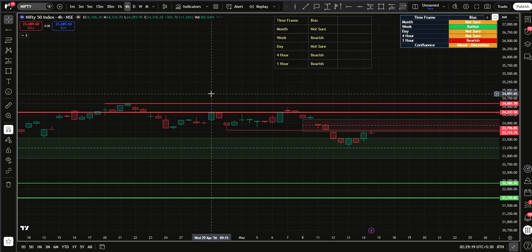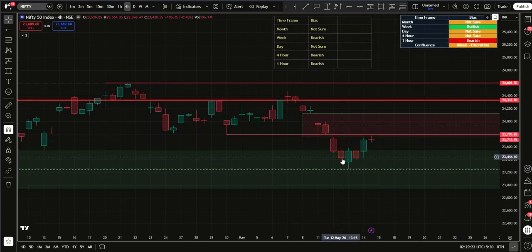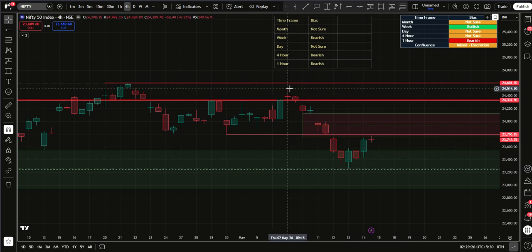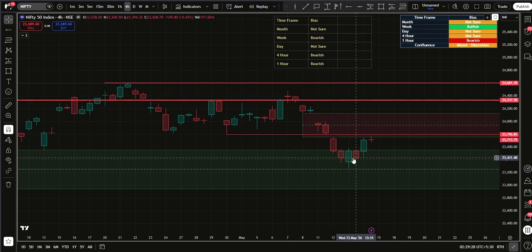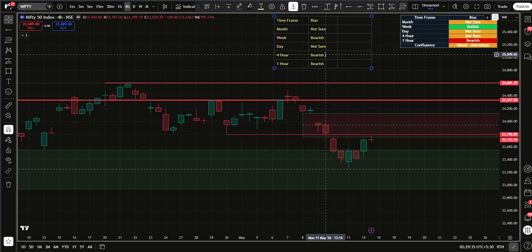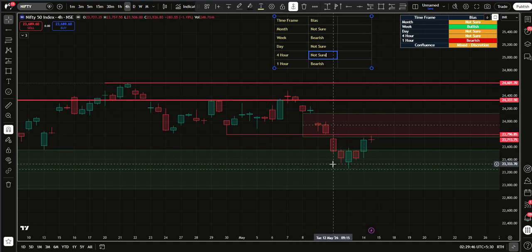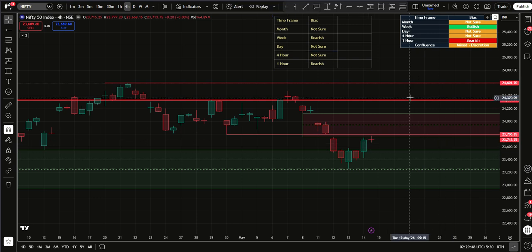Going to the 4-hour time frame, on a 4-hour time frame, has Nifty become bullish? No. This was a swing low. That swing low was taken today, and therefore on a 4-hour too, it has become not sure. I do not have lower highs formed. Lower highs were formed, but that was invalidated. Or higher lows formed, nothing. So that's not sure.